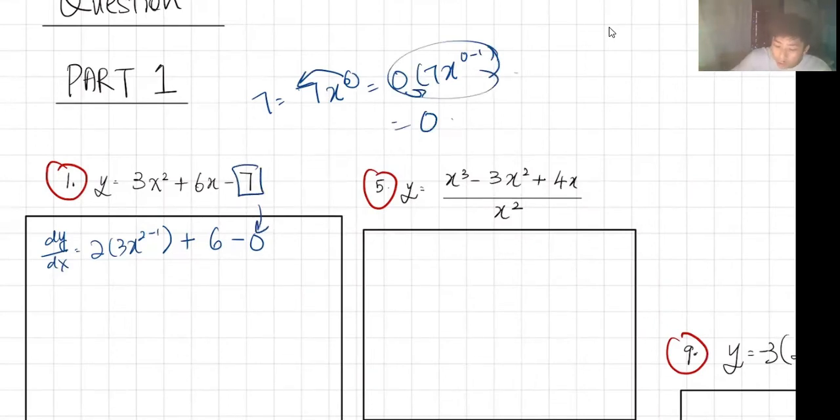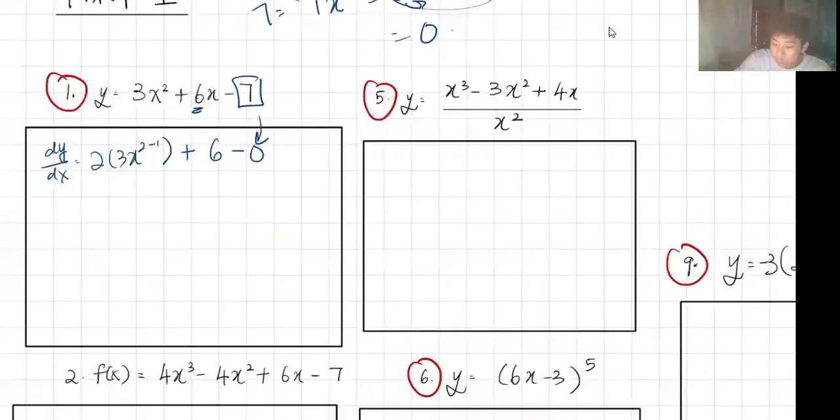Don't forget, when you have something with x to the power 1 only, you differentiate, you get 6 only. Basically the coefficient in front. The number in front of x would be the differentiated answer. Okay? We'll do more later. So it's equal to, 2 times 3 will give you 6x to the power of 1, plus 6, don't forget, plus 6, because there's a 6 here. This is your dy dx.